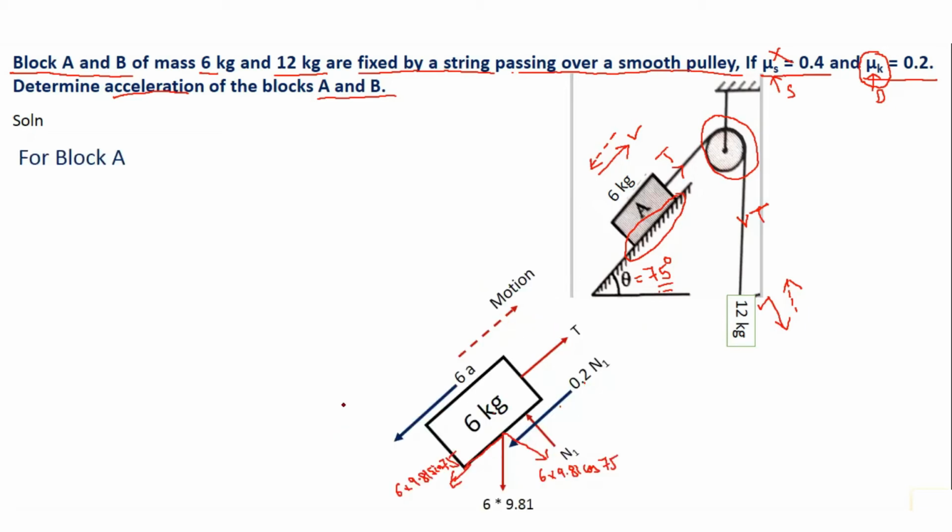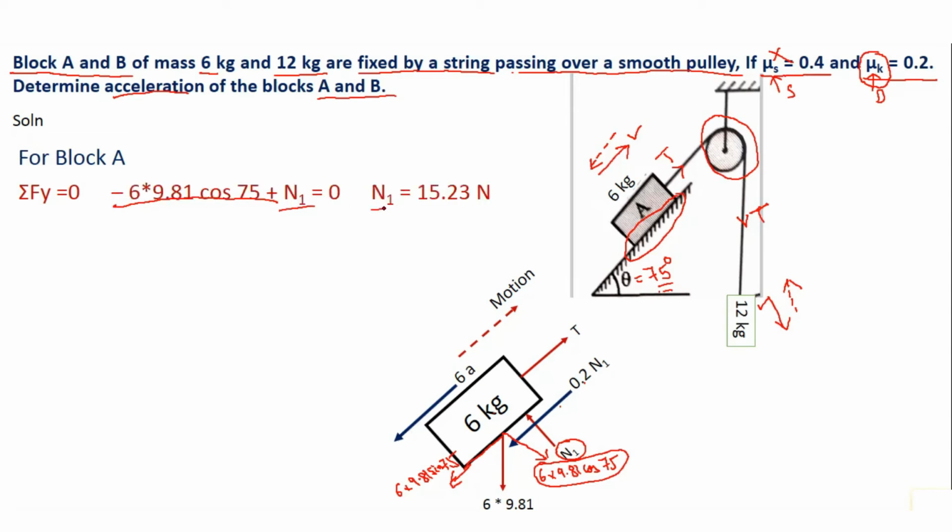So starting with the first condition, that is summation of Fy is equal to 0, I will get this N1, then this is the force 6 into 9.81 cos 75, and there is no other force in the y direction, so I will write only these two forces, that is minus 6 into 9.81 cos 75 plus N1 is equal to 0. So on solving this, I will get the value of N1 as 15.23 newtons.